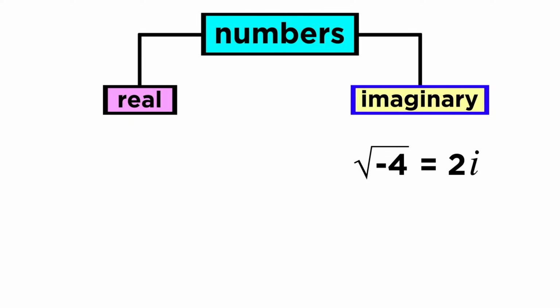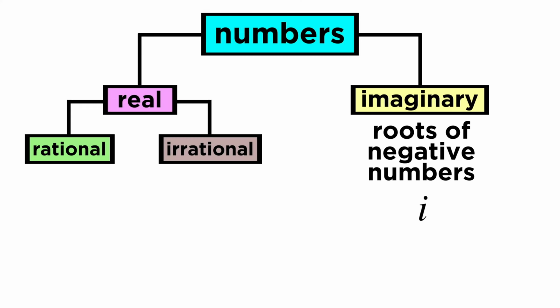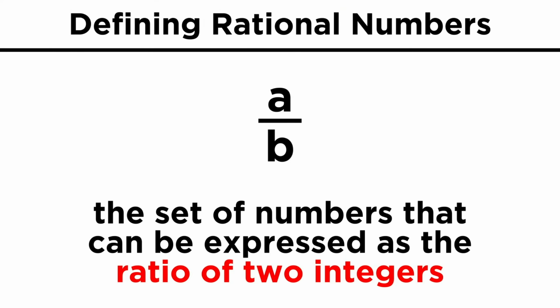The square root of negative 4 would be 2i, because negative 4 is equal to 4 times negative 1. So this radical could be split up into root 4 times root negative 1, which is therefore 2 times i, or 2i. That covers imaginary numbers, so let's go back to the real numbers. Within the category of real numbers, there are two subcategories, rational and irrational. Rational numbers are defined as any number that can be expressed as the ratio of two integers.